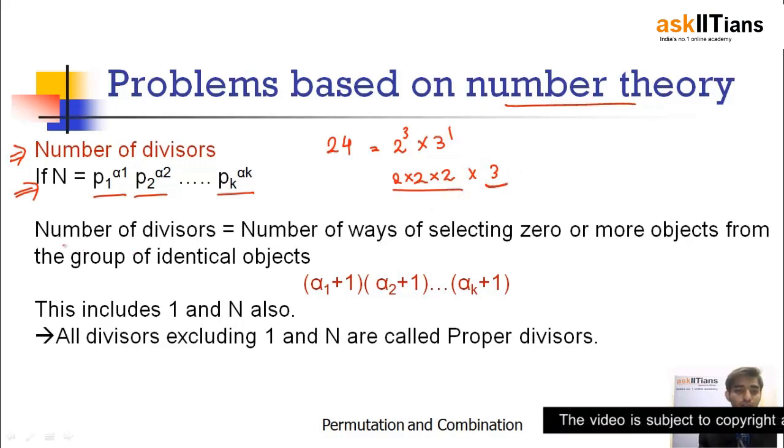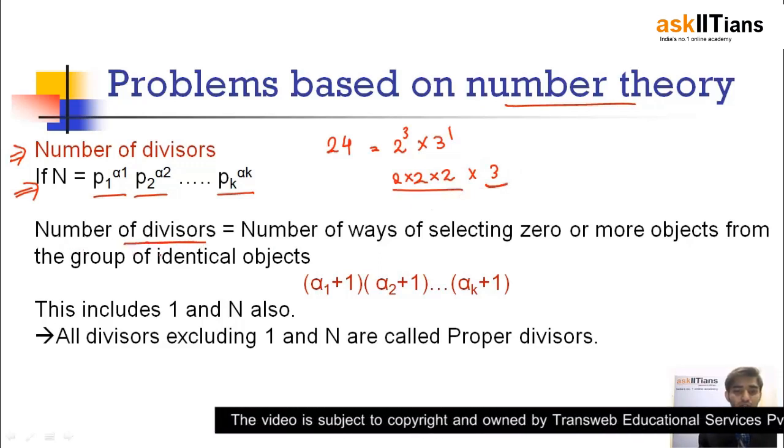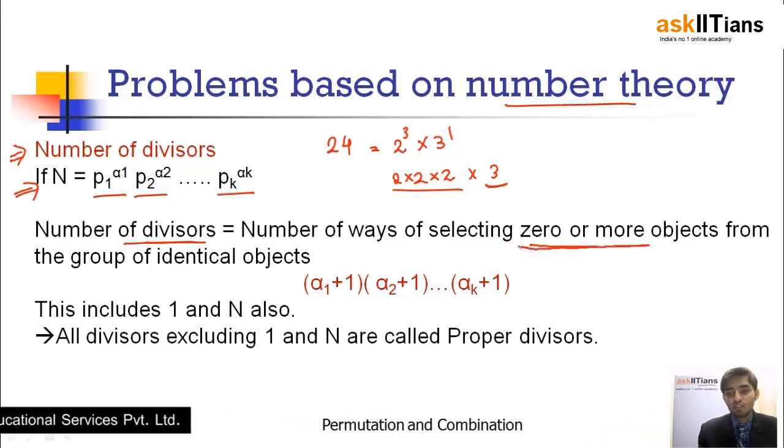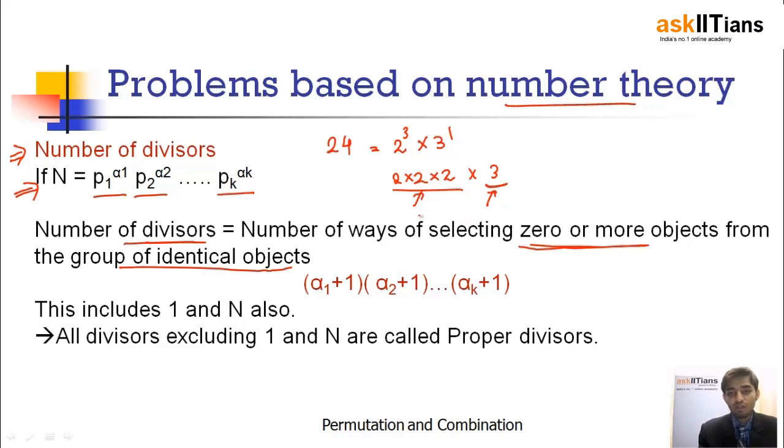Now if I want to find out the total number of divisors, that will be given by the number of ways of selecting 0 or more objects from the group of identical objects. So there are 3 identical objects here and there is one object here. If I want to select 0 or more objects out of these 3 identical objects, that will be given by 3 plus 1. And if I want to select 0 or more objects out of this one particular object, then that will be given by 1 plus 1.